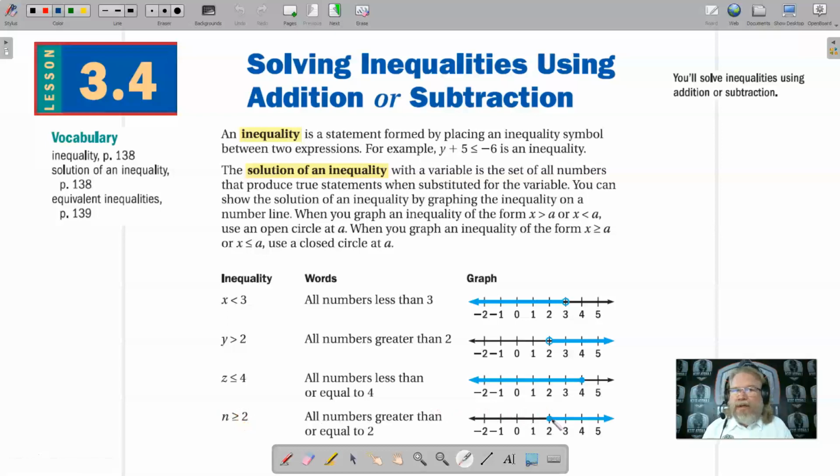And also everything that's greater than, so we have everything to the right of 2. All those numbers are greater than 2 because they're to the right of 2 on the number line.